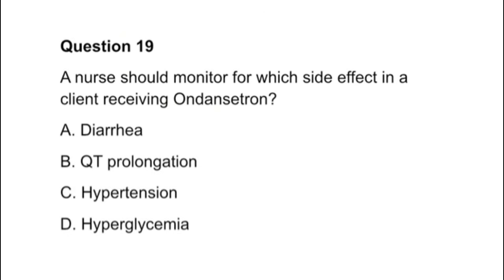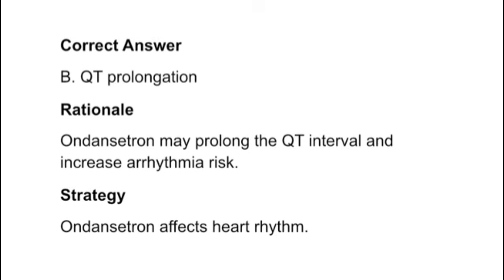Question 19. A nurse should monitor for which side effect in a client receiving ondansetron? A. Diarrhea. B. QT prolongation. C. Hypertension. D. Hyperglycemia. Correct answer: B. QT prolongation. Rationale: Ondansetron may prolong the QT interval and increase arrhythmia risk. Strategy: Ondansetron affects heart rhythm.